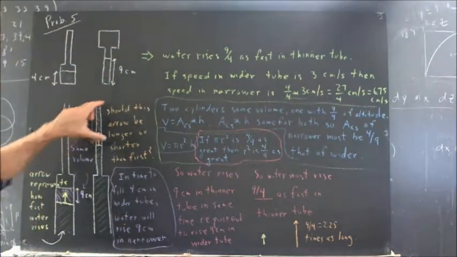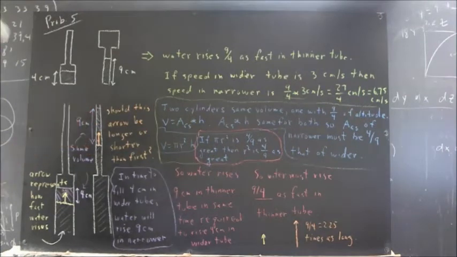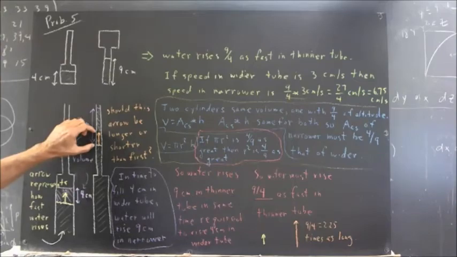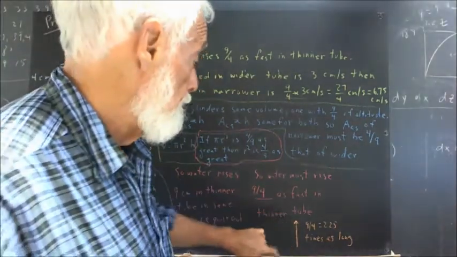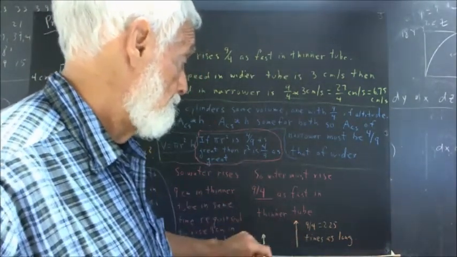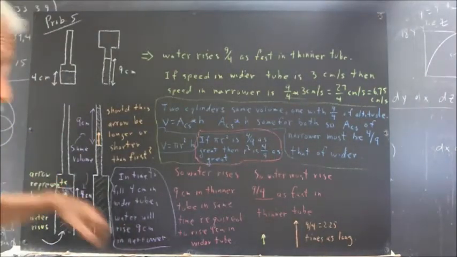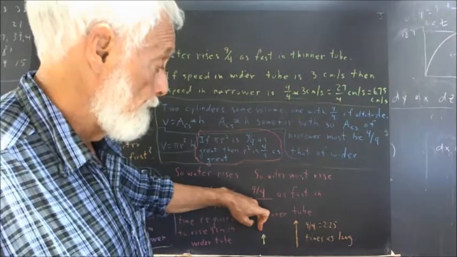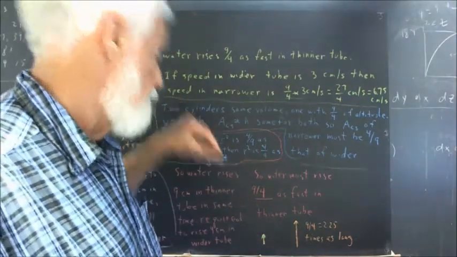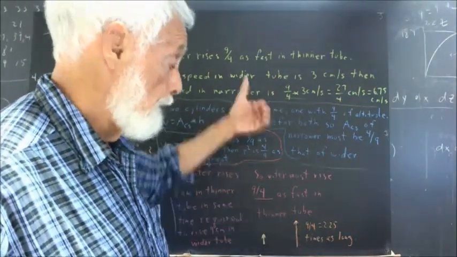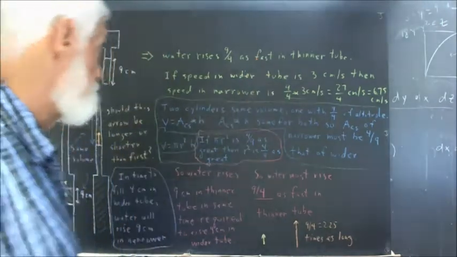And then the answer to this intermediate question, which wasn't part of the problem, just a question I posed in trying to explain this problem: this should be 9/4 as long as this. Okay, the orange 9/4 as long as the yellow, because this represents how fast water's moving through the larger tube, this how fast water's moving through the smaller tube.